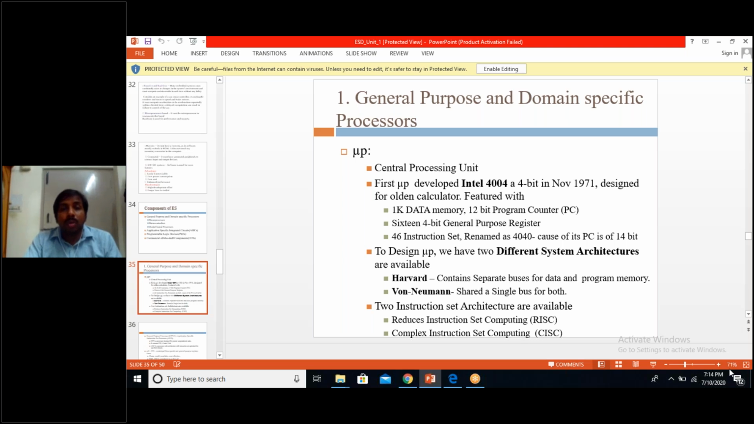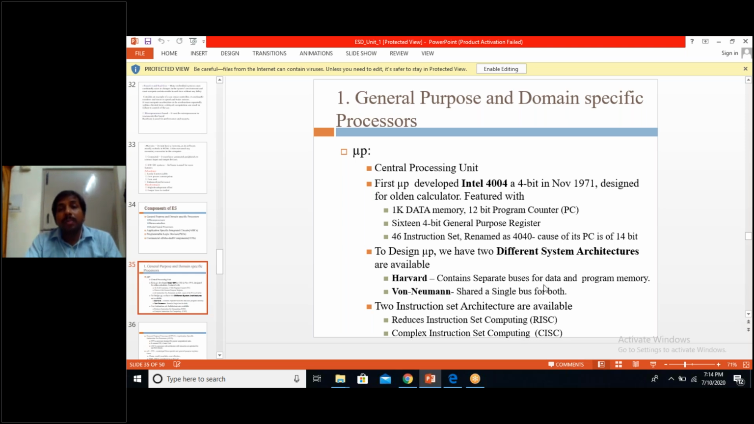So coming to general purpose and domain processors, the microprocessor is a CPU. The initial processor is an Intel 4004. It has 1K data, a 12-bit program counter, 16 4-bit general purpose registers, 46 instructions, and you can design the processor in two different architectures. One is Harvard architecture, another is von Neumann architecture.